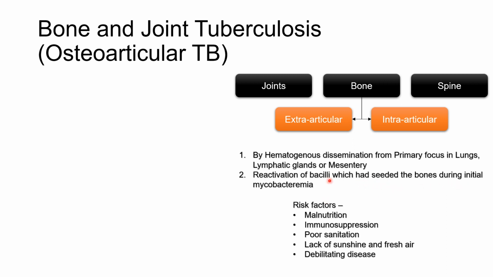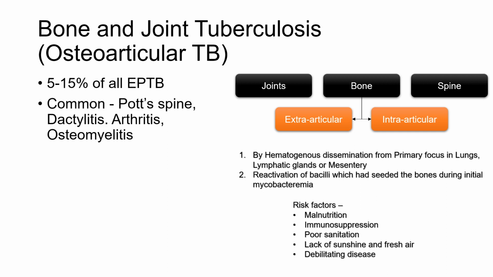Some risk factors predispose to involvement of bones and joints in tuberculosis. Those are malnutrition, any form of immunosuppression, poor sanitation, lack of sunshine and fresh air, and debilitating disease, any form of debilitating disease. So 5 to 15% of all extrapulmonary tuberculosis are bone and joint tuberculosis.